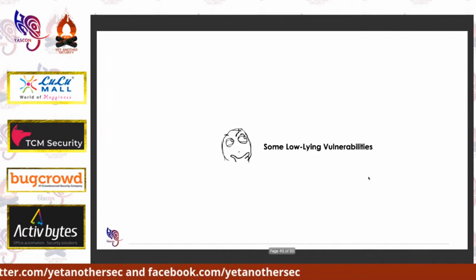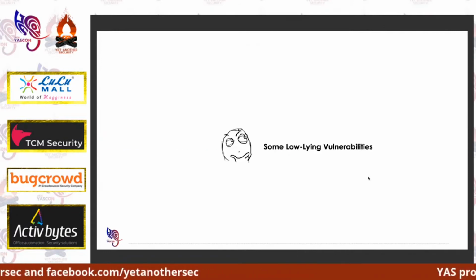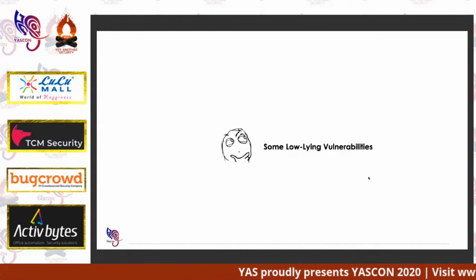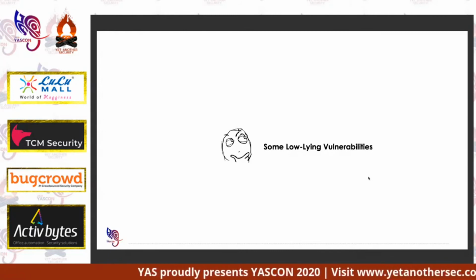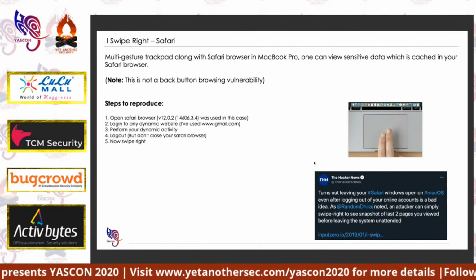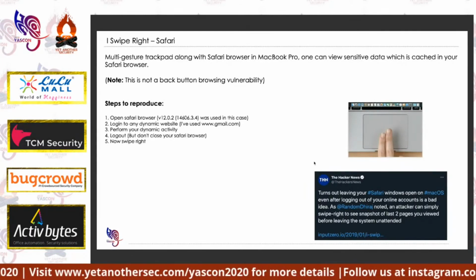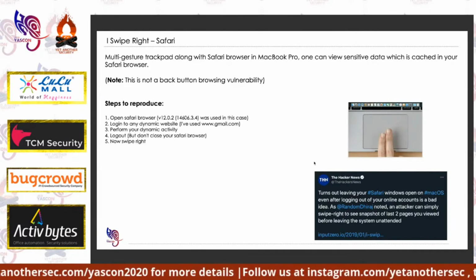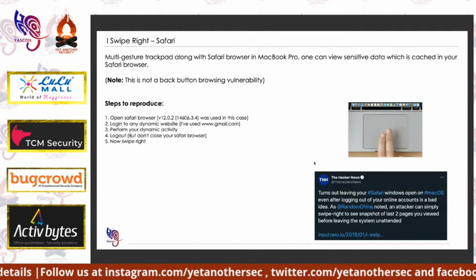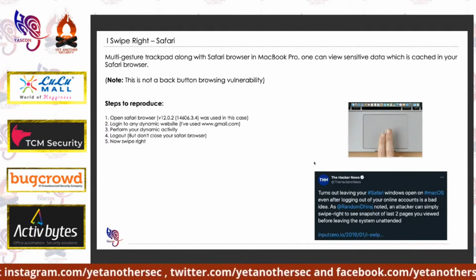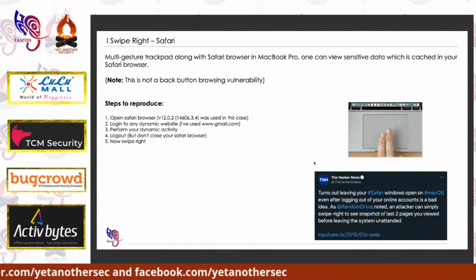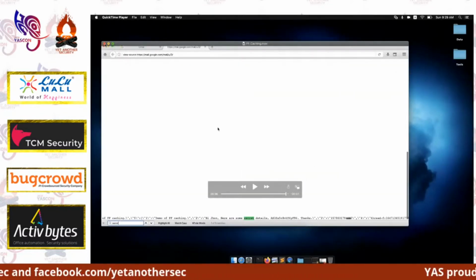Okay, perfect. Moving on, let's have a look at some low-lying vulnerabilities which were observed during the period when I was hunting for browsers. One of the interesting ones was swipe right. Using the multi-gesture feature in macOS, you can actually swipe right to view sensitive information of the application which you have used. Again, this cannot be triggered remotely. It's a local attack vector. So let me directly jump into the video POC.